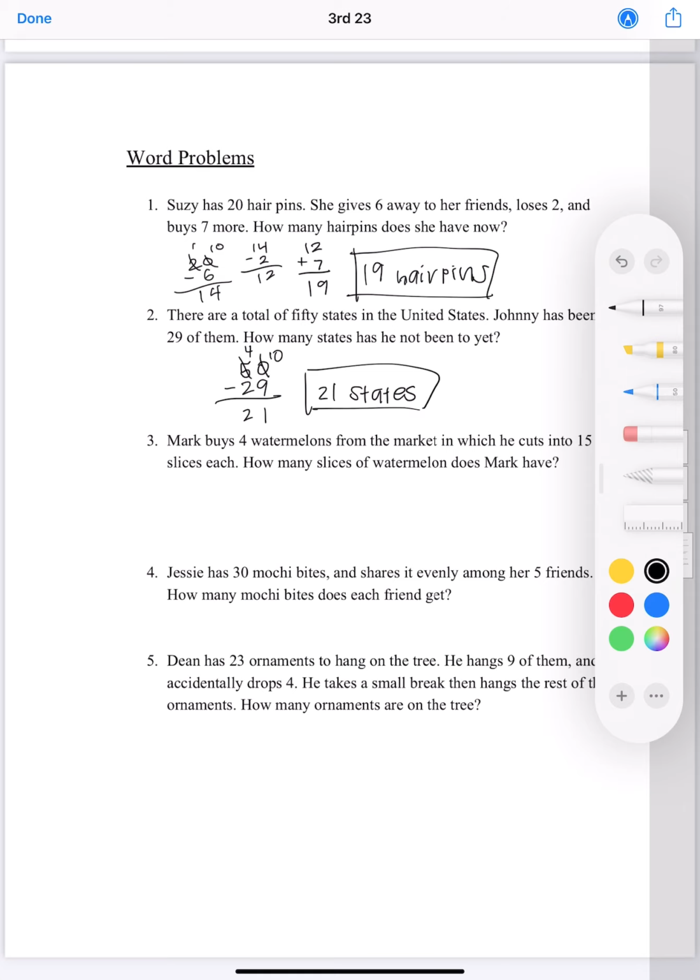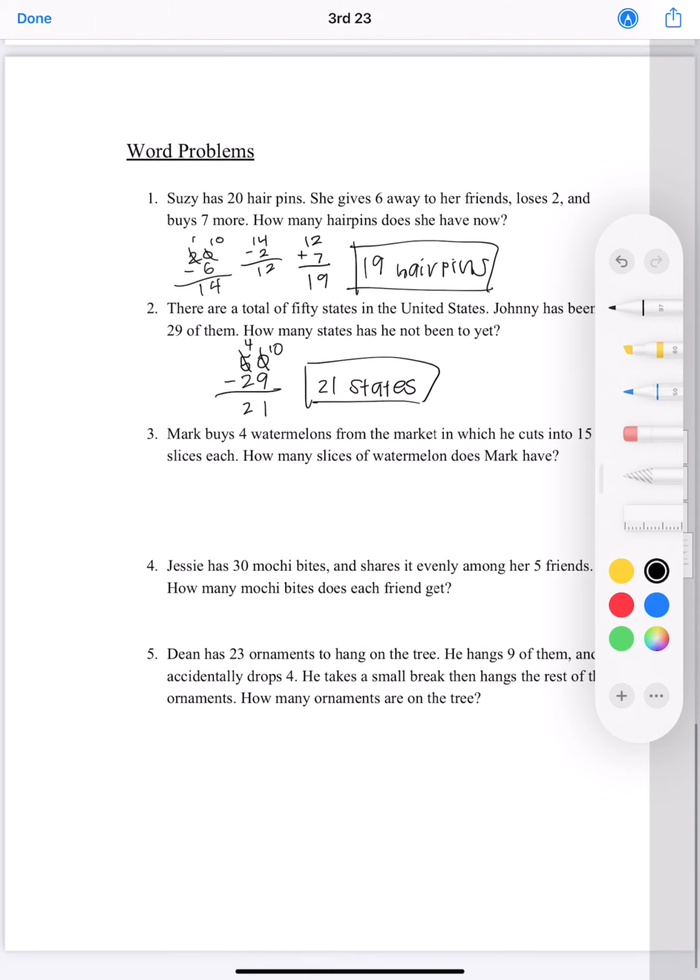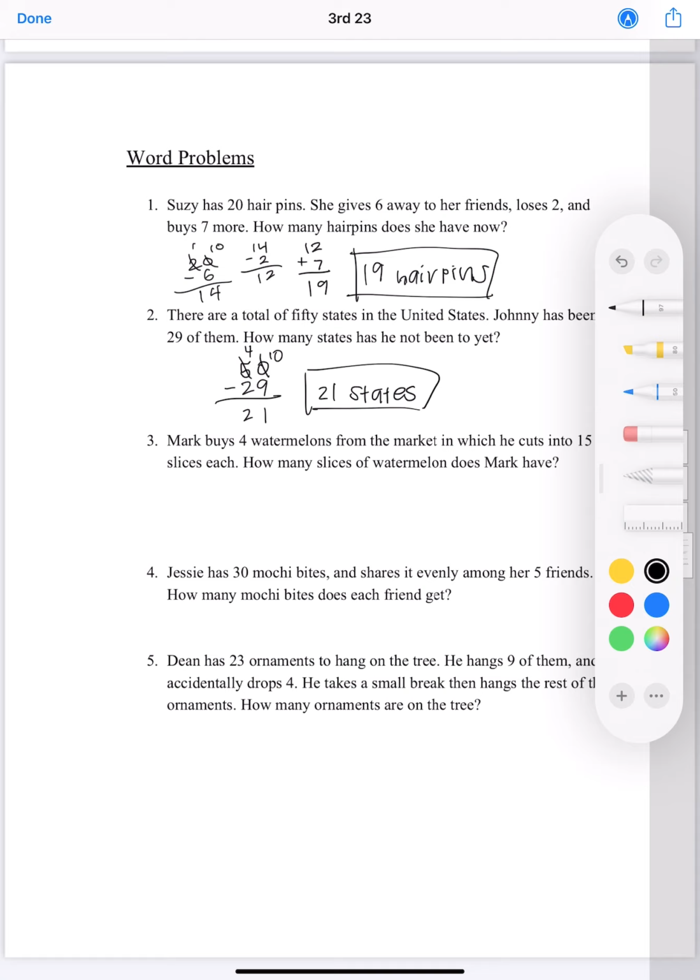Okay, number 3. Mark buys 4 watermelons from the market, in which he cuts into 15 slices each. How many slices of watermelon does Mark have? So this is a multiplication question. We just do 15 times 4. 5 times 4 is 20. Bring the 2 up. 1 times 4 is 4 plus 2 is 6, so 60. He has 60 slices of watermelon.